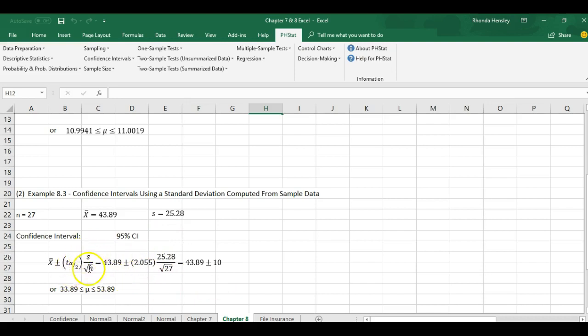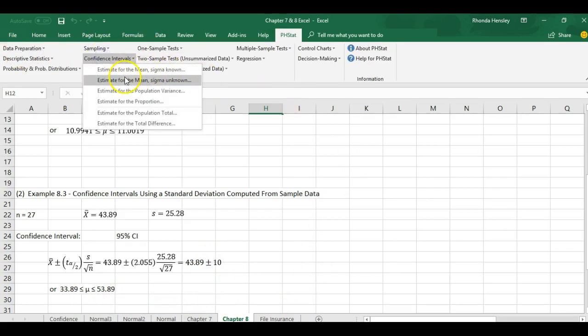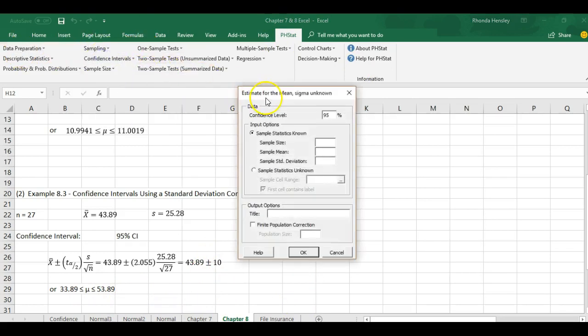And then this is just the standard error of the mean again, except that they've now used the standard deviation from the sample, so it's called S instead of sigma, still divided by the square root of n, and you still end up with a confidence interval estimate that has your mean plus or minus your margin of error, which in this case is 10. Again, you can use PHStat for this, confidence intervals, sigma unknown.